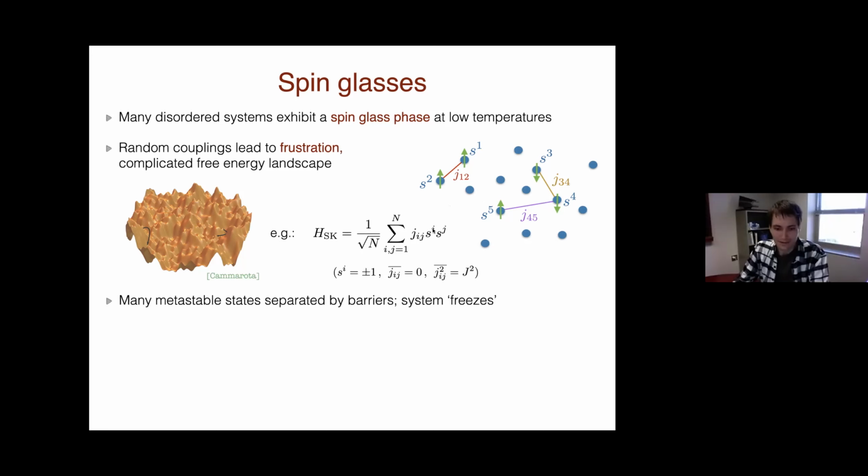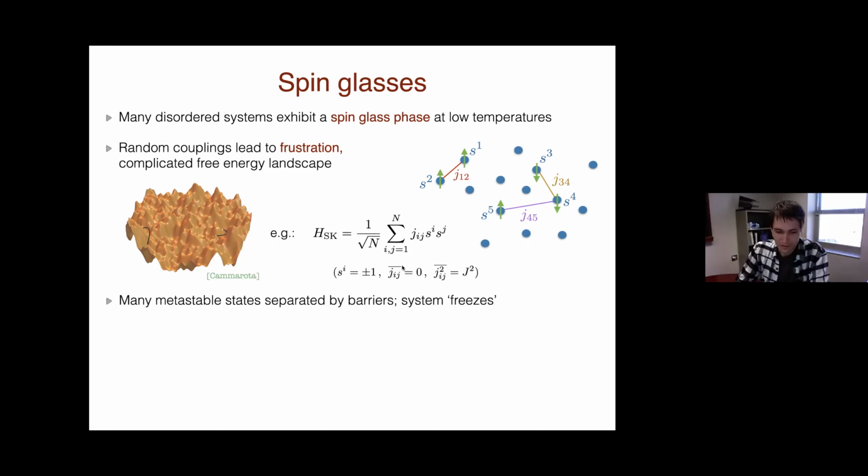And the fact that you have these all-to-all couplings leads to a very complicated free energy landscape, and ultimately to frustration, because each spin feels forces from every other spin. So it's not clear in which direction it wants to point. And the free energy landscape that results from this is very complicated and rugged. The simplest classical example for this is the Sherrington-Kirkpatrick model, which just involves Ising spins and two-body interactions which are random.